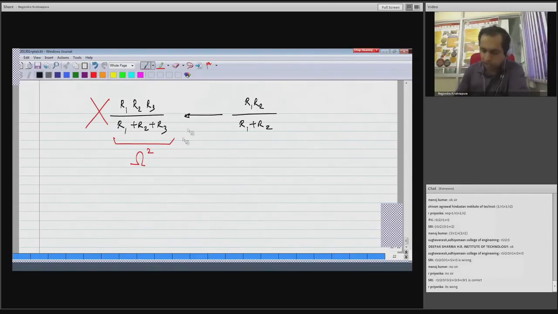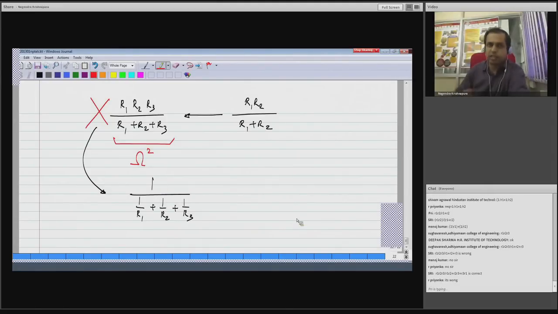What is true is that the resistance would be 1 by (1 over R1 plus 1 over R2 plus 1 over R3). It will be R1 R2 R3 divided by the pairwise products and the sum of those things, and it's a very cumbersome thing to write. So you may simply leave it as 1 by (1 over R1 plus 1 over R2 plus 1 over R3). Intuitively, it's easy to see that the conductances will sum up, and it's the counterpart of the series connection where the resistances will sum up.